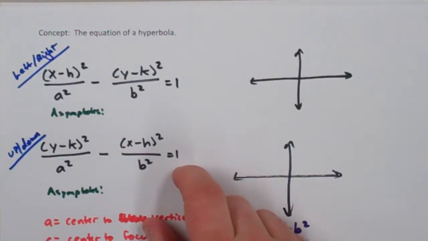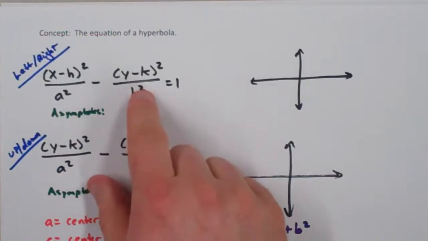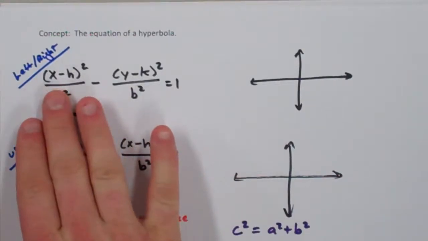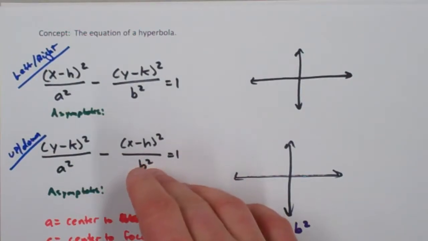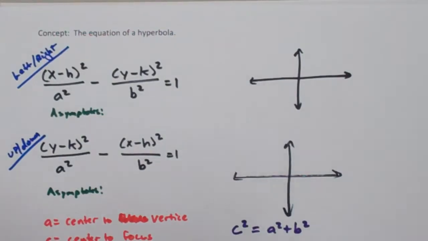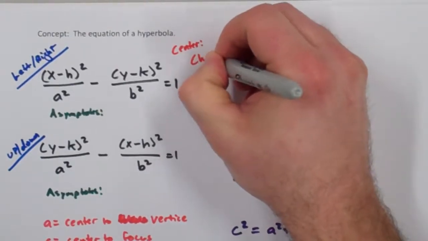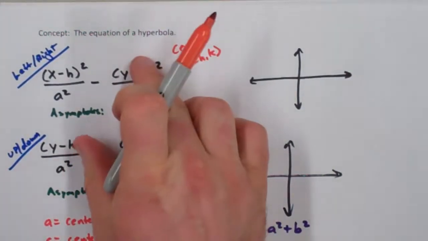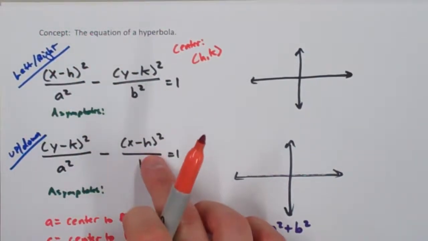A little different than an ellipse, for a hyperbola, a squared will always be under the very first term, and b squared will always be under the second term. So those won't change. They'll just stay a squared, b squared. What does stay the same is the center. So the center of this thing is going to be h, k. For each one of these, the center is just h, k. Keep in mind that the k always goes with the y, so that does change sides. It just stays with whatever variable it's with.